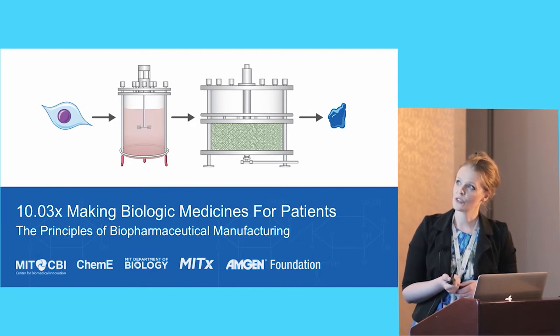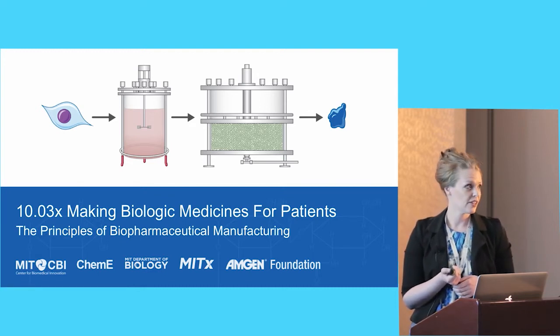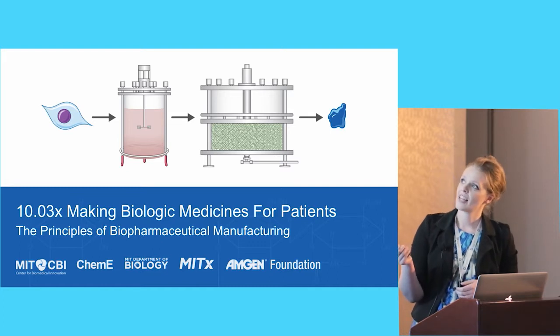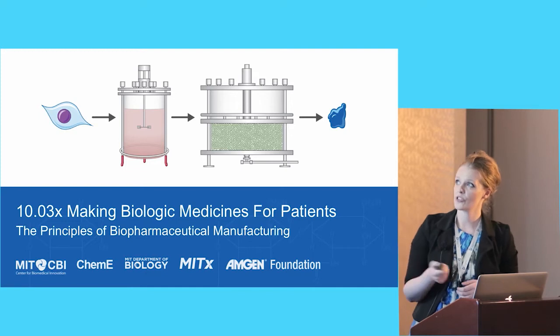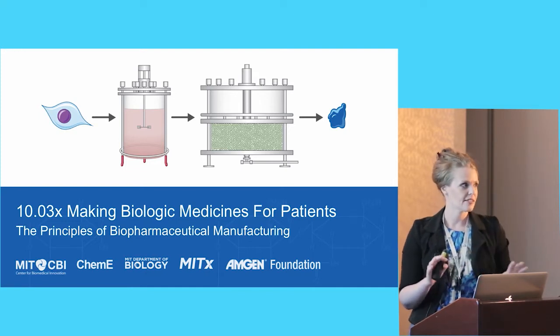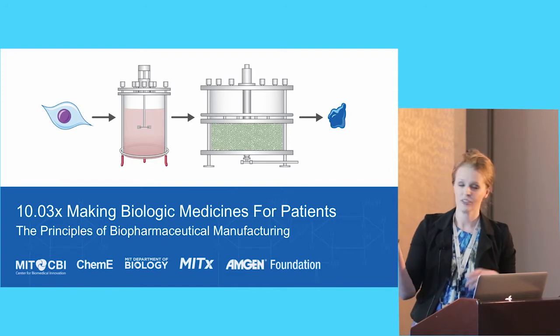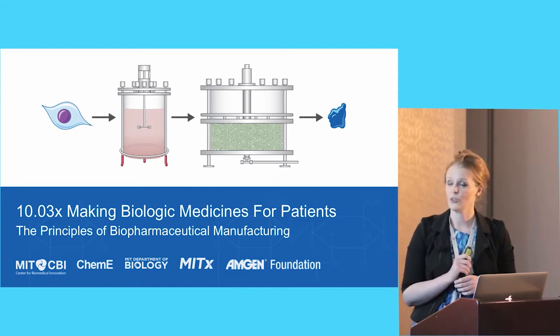The course also covers upstream processing, where cells are grown in bioreactors, and downstream processing, where methods such as chromatography columns, shown here, are used to isolate all of the other cellular material and isolate just that target protein of interest.